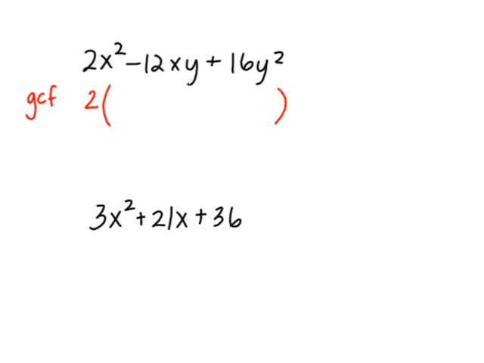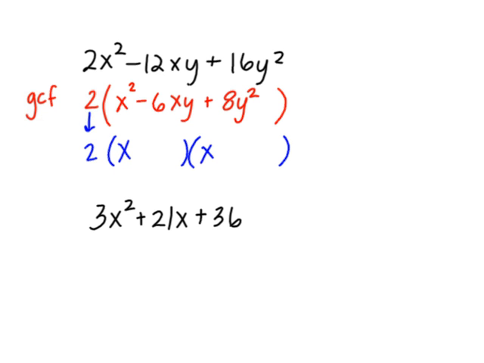If I take out a 2, that leaves me with x squared. 2 times a negative 6 would give me a negative 12 with an xy. And 2 times 8 with a y squared would give me 16y squared. My GCF is 2, so I'm going to bring that down. I see I have x squared, so that's x times x in the front. And I have y squared, so that's y times y in the back.